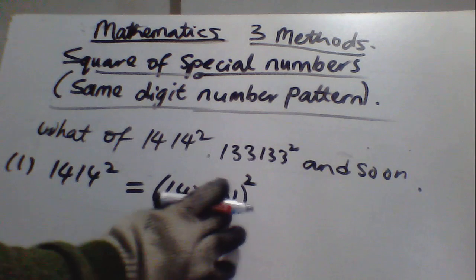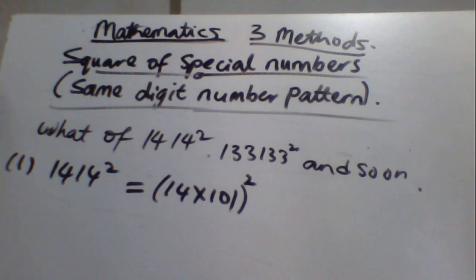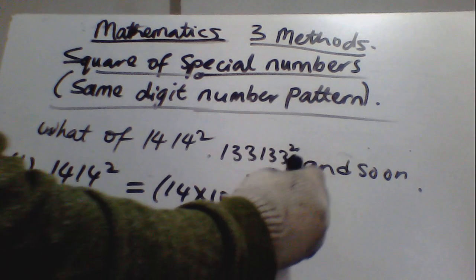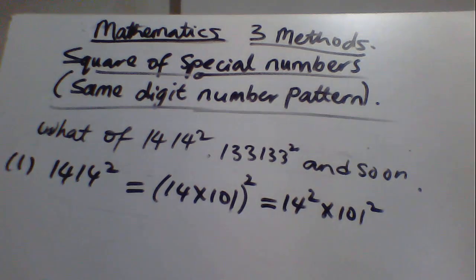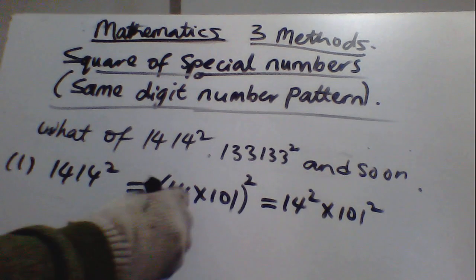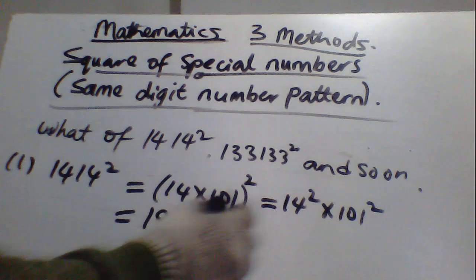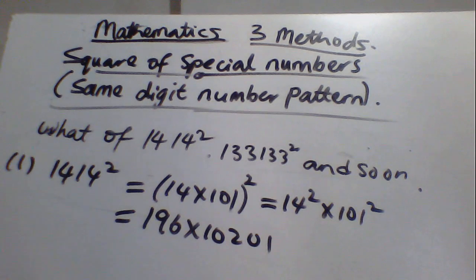Why this is very easy: if you know this pattern, in examination, in less than 20 seconds you already have the answer instead of doing everything to get the answer. This is the same as 14 squared times 101 squared, and this is the same as 196 times 10201. Immediately you have already gotten it.